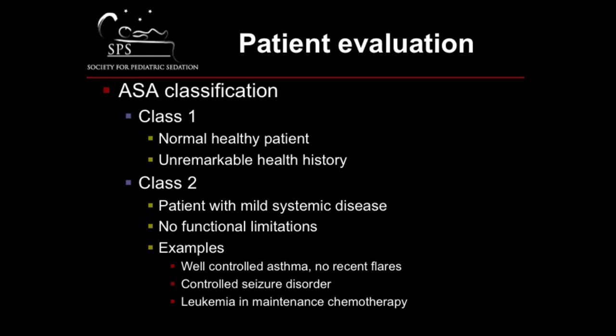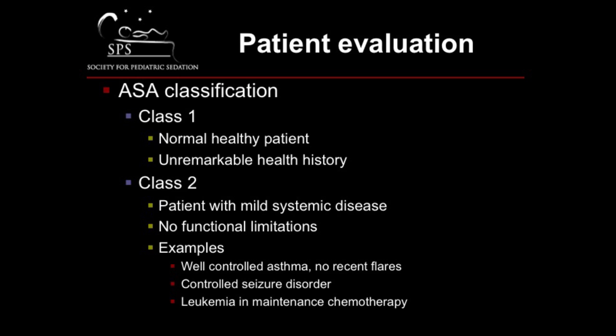An ASA Class 1 patient is a child who is essentially completely healthy, with no major underlying medical issues. Examples would be a toddler requiring procedural sedation for a follow-up auditory brainstem response hearing test, or a child with no previous history who requires procedural sedation for reduction and casting of a forearm fracture.